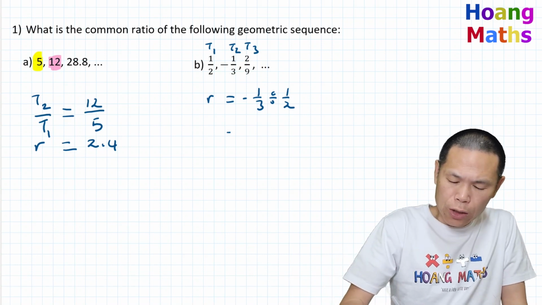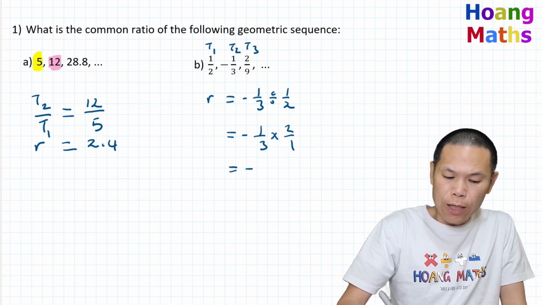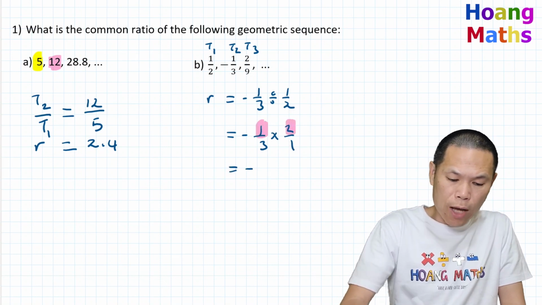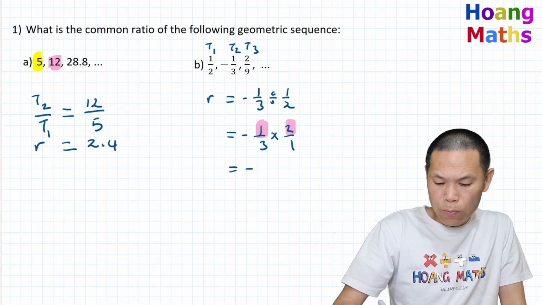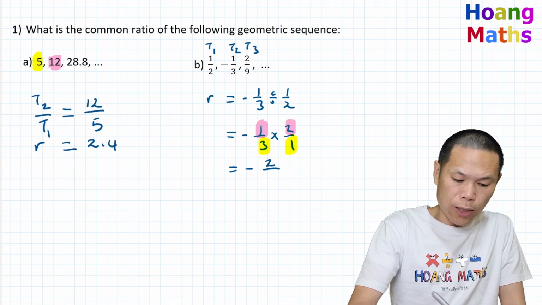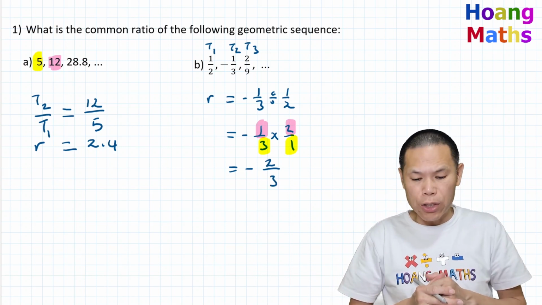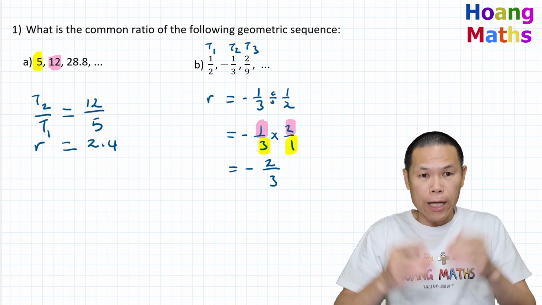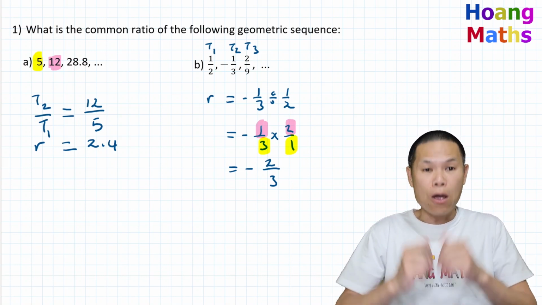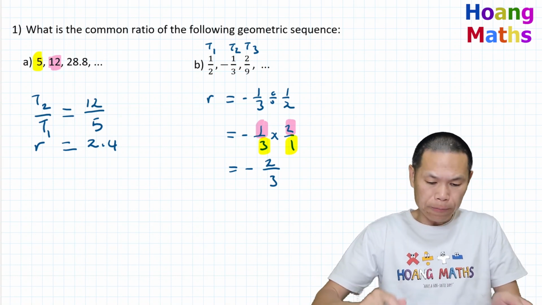So I can just quickly go negative 1 over 3 times 2 over 1. We have negative 2 times 1, which gives me 2, and 3 times 1 is 3. So there you go, that is the common ratio. Otherwise, you can just put in a calculator negative 1 over 3 divided by 1 over 2, and you should get negative 2 over 3.